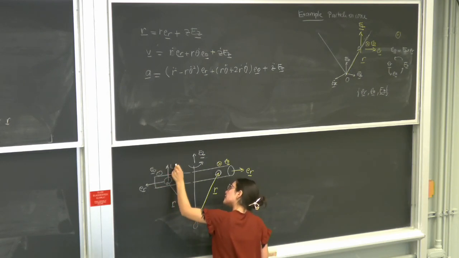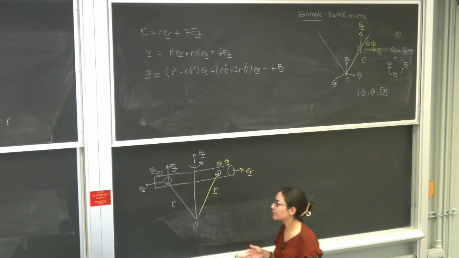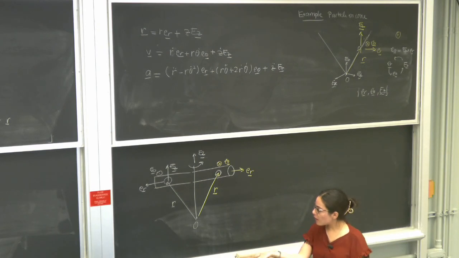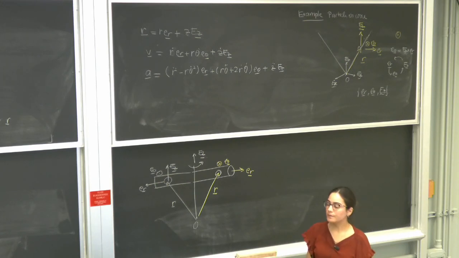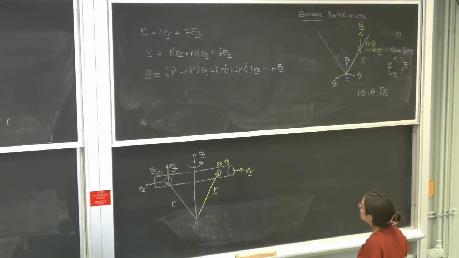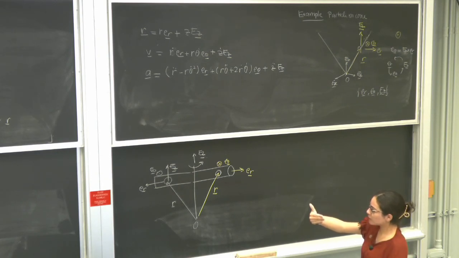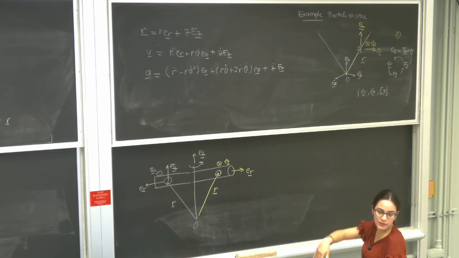Ez is always the same, vertically up. Double check: ER cross E theta. Well, I think we have something wrong. We said that E theta is Ez cross ER. Oh, so it's out of the page. Okay, let us see now. ER cross E theta, which is outside of the page, is equal to Ez.